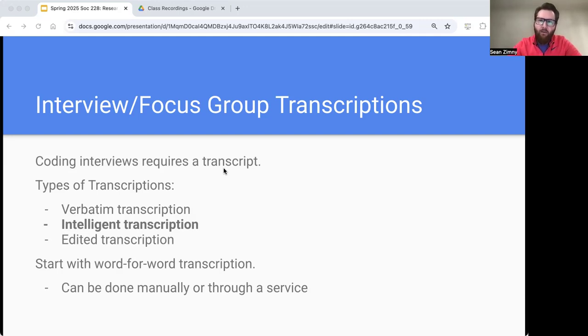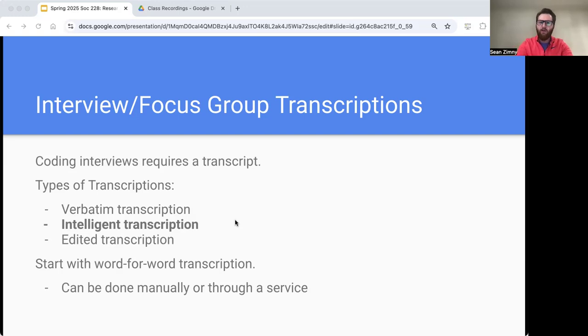But I want you to familiarize yourself with this process. What actually is the purpose of a transcription? Why are we doing this? It's going to make more and more sense as we go along. But there are three different types of transcriptions here as well. So there's a verbatim transcription, an intelligent transcription, and an edited transcription.